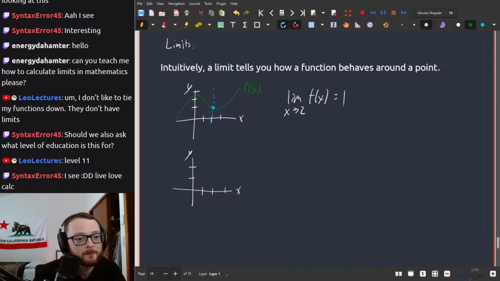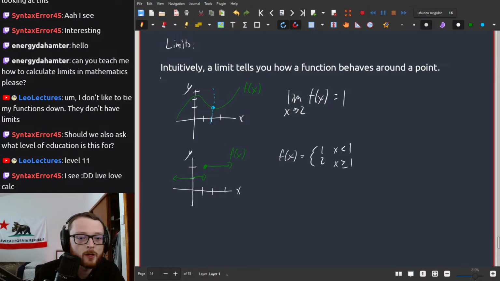Okay, so let me draw a different function now. I'm going to draw what's called a piecewise function because it's going to have a jump. Let's say when x is less than 1, it looks like this. When x is greater than or equal to 1, it looks like this. The actual definition isn't too important because we're just doing this visually for now, but just to show that we can say what this function actually is. It's equal to 1 when x is less than 1, and 2 when x is greater than or equal to 1.